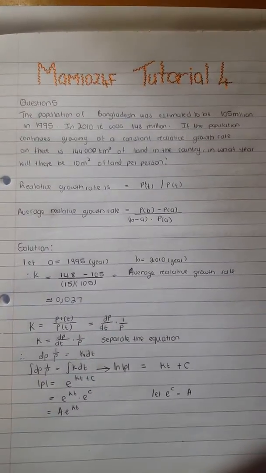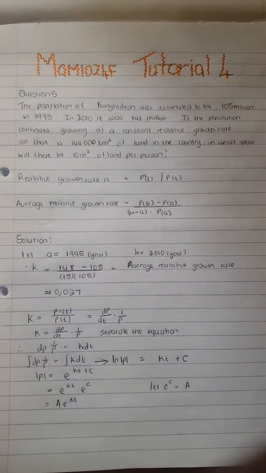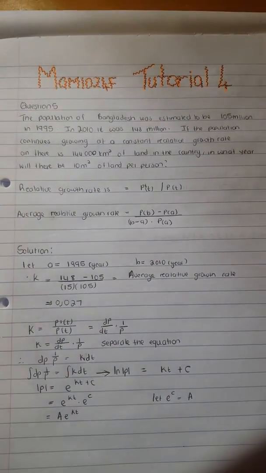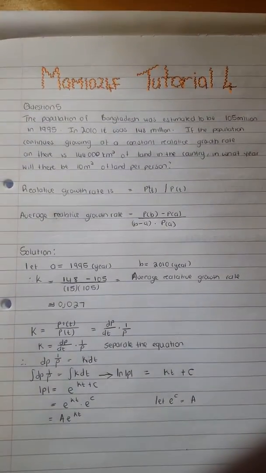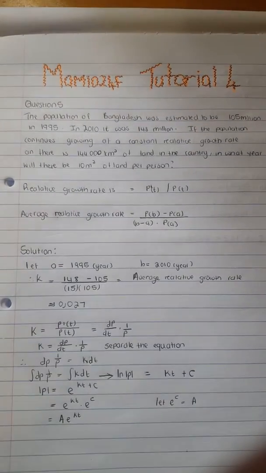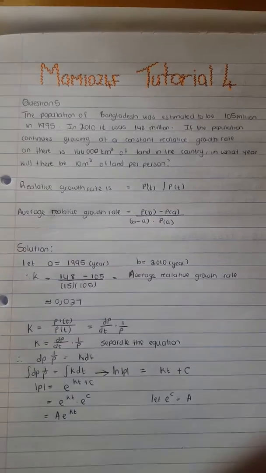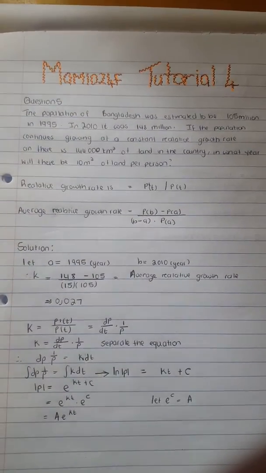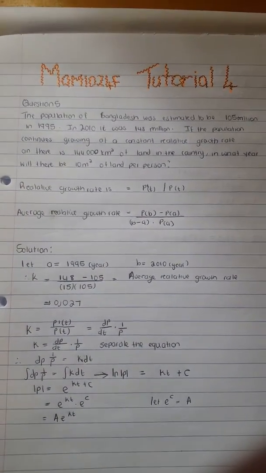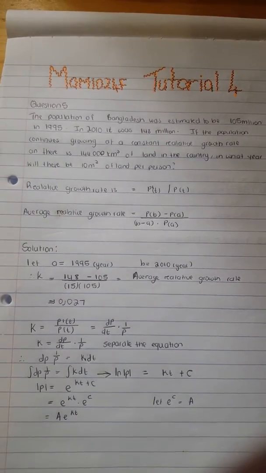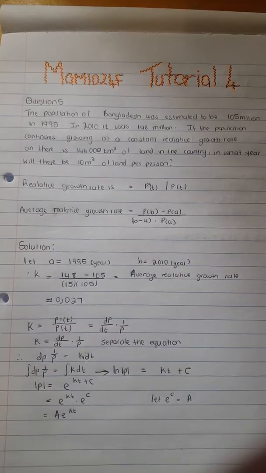In today's video, we're going to do question 5 of tutorial 4. The population of Bangladesh was estimated to be 105 million in 1995. In 2010, it was 148 million. If the population continues growing at a constant relative growth rate, and there is 144,000 kilometers squared of land in the country, in what year will there be 10 meters squared of land per person?